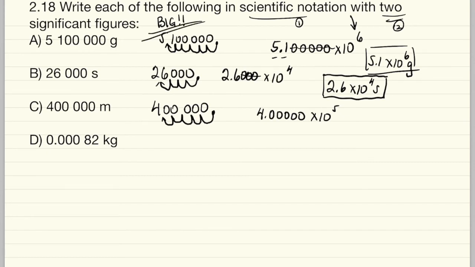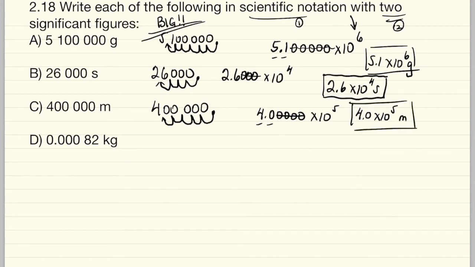And we want to round that to two sig figs. So we want to chop off the other zeros here. And so that would be 4.0 times 10 to the 5th power. And the units there would be meters. Okay.